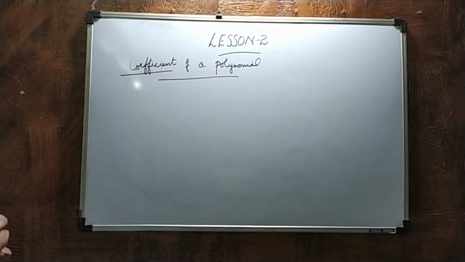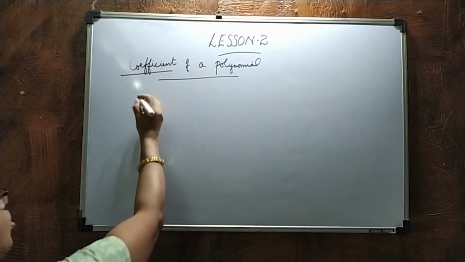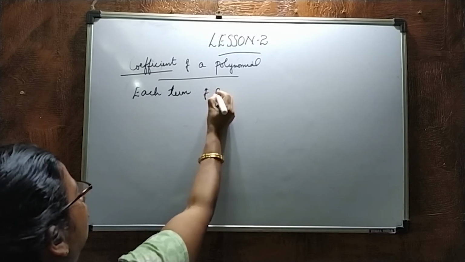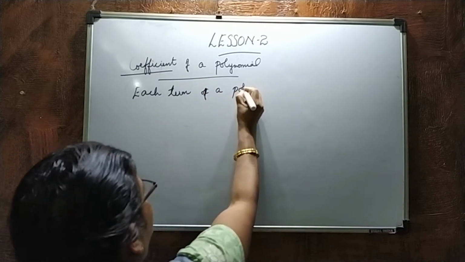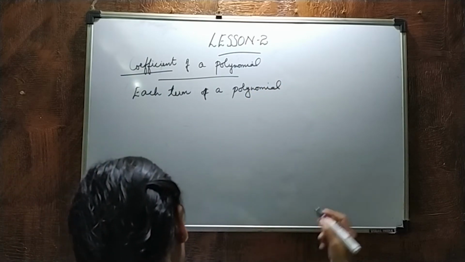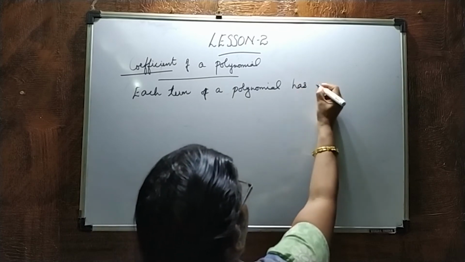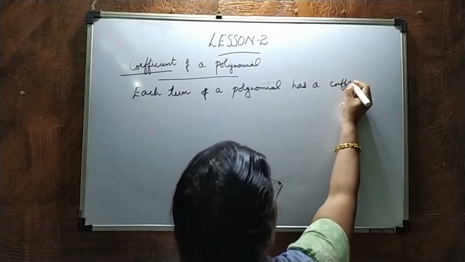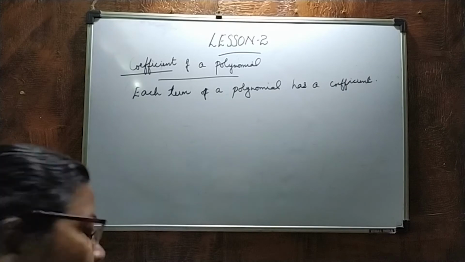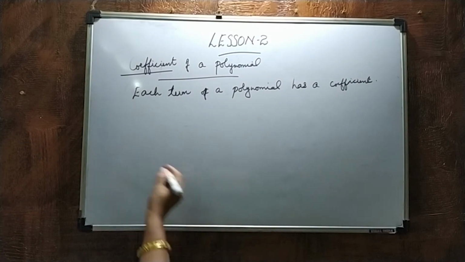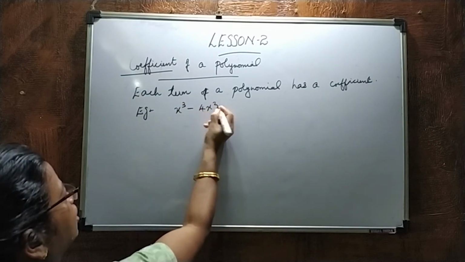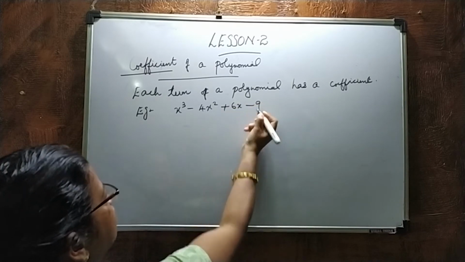Okay. So the coefficient we will write as: each term of a polynomial has a coefficient. So now we will give the example. Example: x cube minus 4x square plus 6x minus 9.